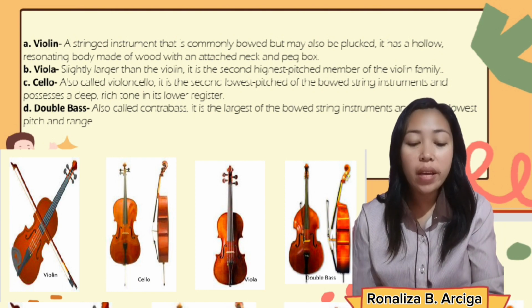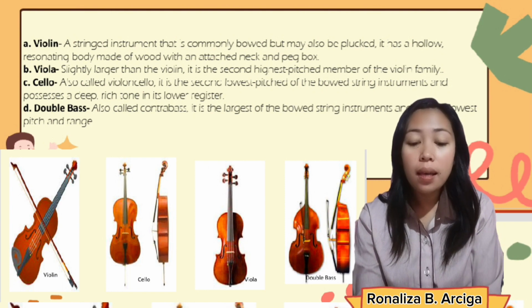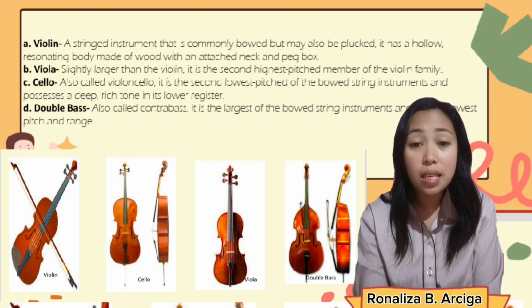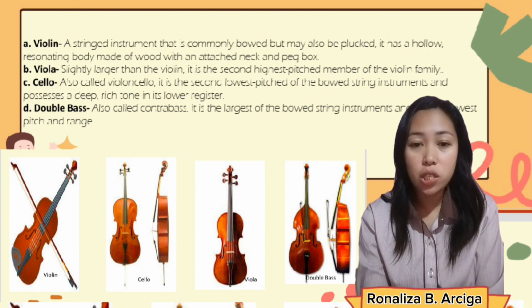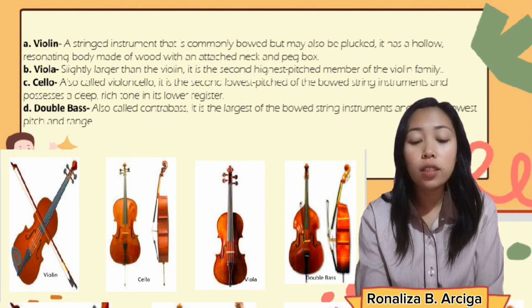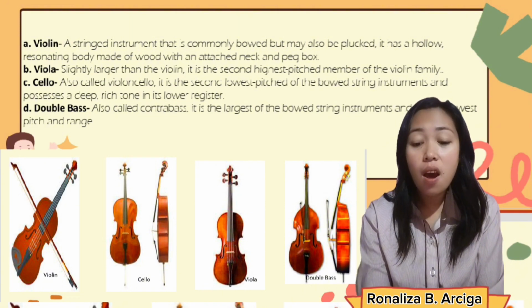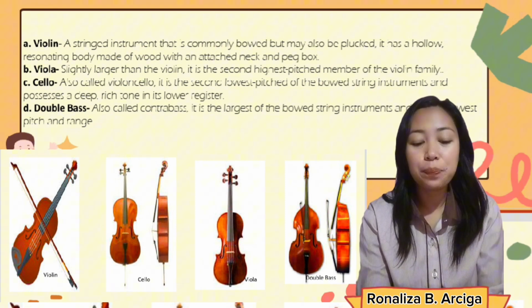Okay, so si violin daw, siya daw yung pinaka-smallest string instrument, pero siya yung may pinaka-highest pitch. At siya rin yung tinatawag nating heart of orchestra kasi siya yung pinaka-importante.